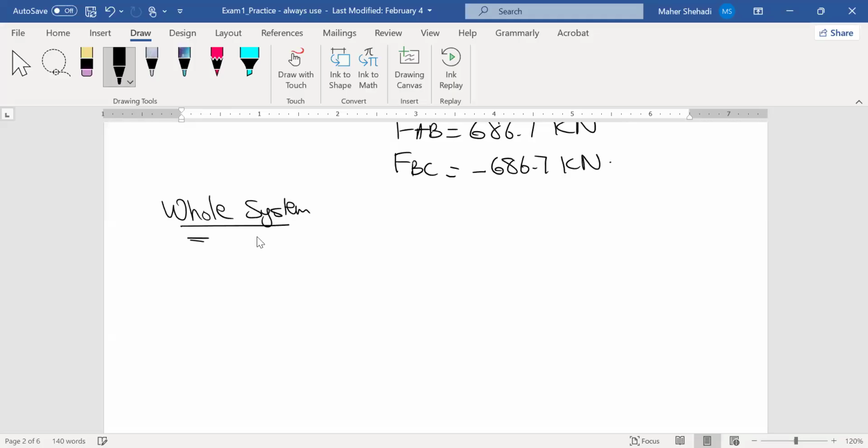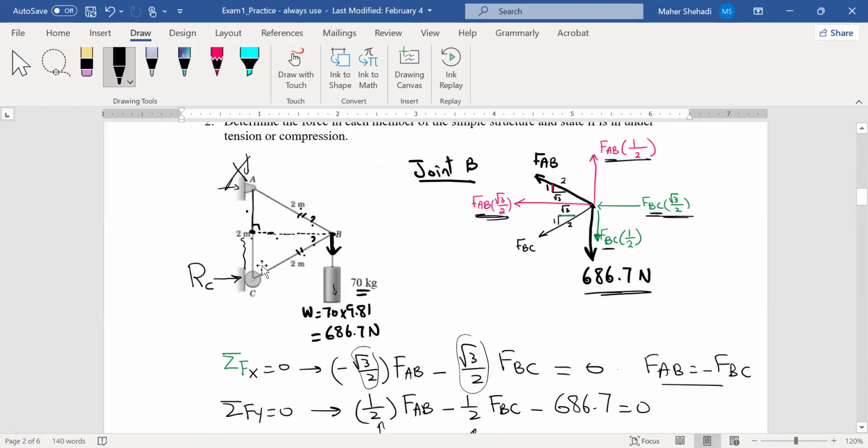We'll take sum of the moments about point A equals 0, because I need to get rid of the reaction forces at A in order to consider joint C. Actually, sorry, I don't need to do that, because if you look at C now, we already solved for FBC. I have FBC, I have FAB and RC, so I can just simply consider this joint at point C, but I'm going to solve it in both ways for you.